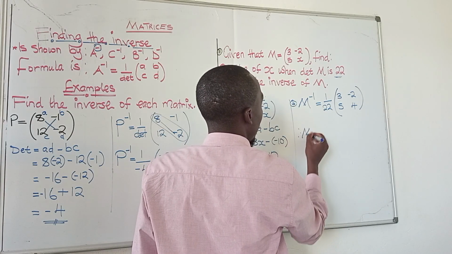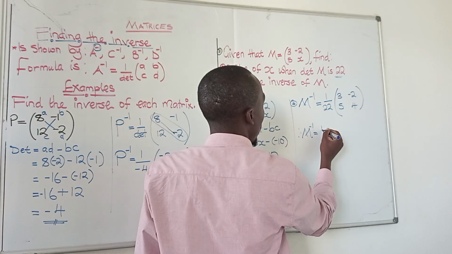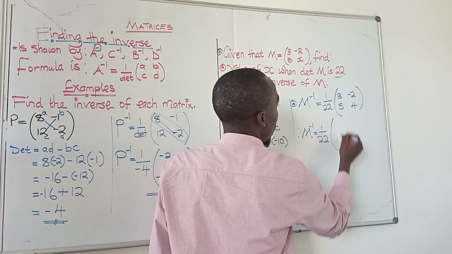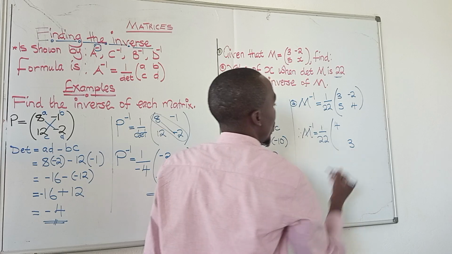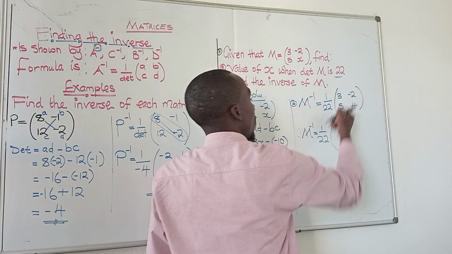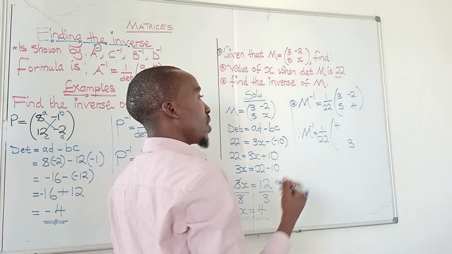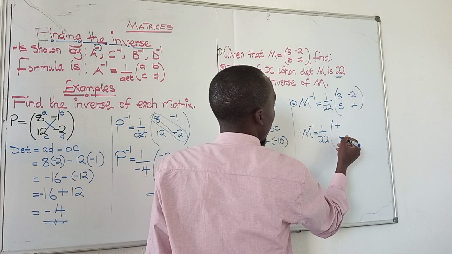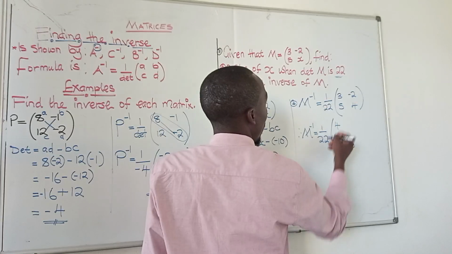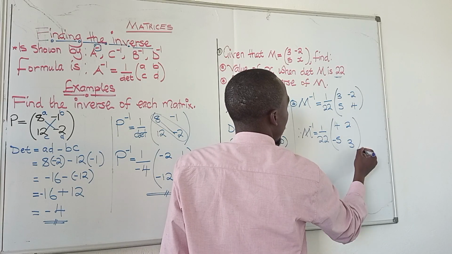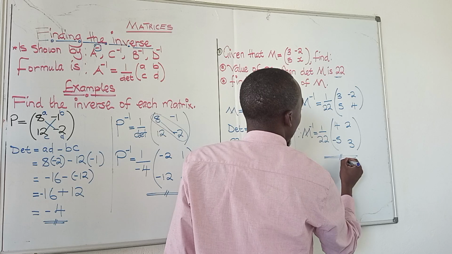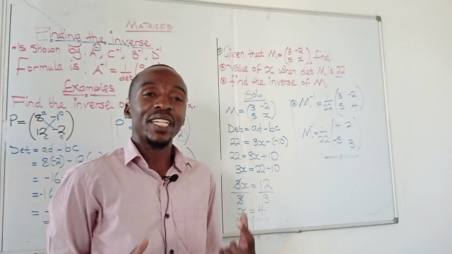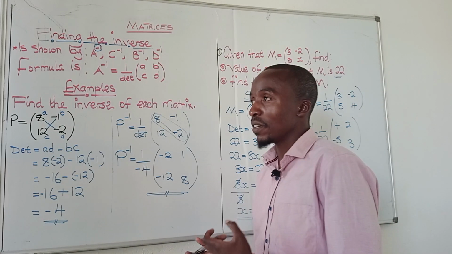Therefore, the final answer will be M inverse is equal to 1 over 22. These, they will exchange, so we're going to have 4 there and 3 there. And these two, they will change the signs. If it's a positive, it will become a negative. If it's a negative, it will become a positive. So our 5 here is a positive, so it will become a negative. 2 is a negative, it will become a positive, like that. You have found your answer, your inverse. So that is how we calculate the inverse of the given matrix.